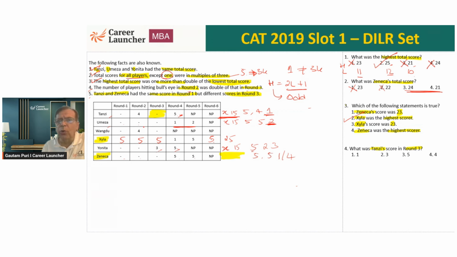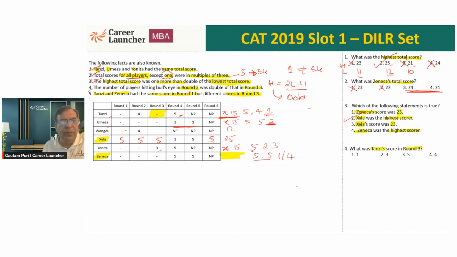What is the lowest total score? 12 ना? Lowest total score अगर 12 है, तो Tanzi का नहीं हो सकता, Omega का नहीं हो सकता, Wangru का हो सकता है, Xyla not, because others we know is 15 and 15 and 25, and Zeneca is definitely going to be, what is Zeneca? Zeneca is going to be more than 20. It's either 21 or 24. Question number 2 भी बताता है ना. So that means the only person who can be 12 marks is Wangru.